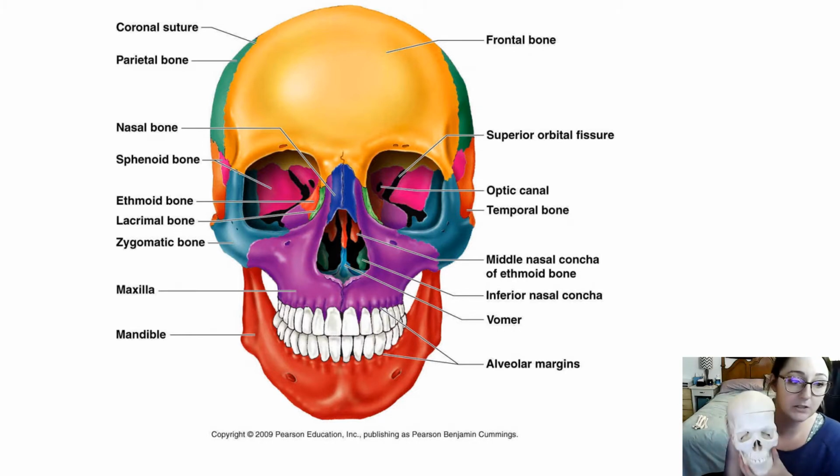From there, I want you to take a peek at your mandible. So that is this entire lower jaw, which, if we're gentle, we don't want to break this model, is detachable. And that is all just one bone.